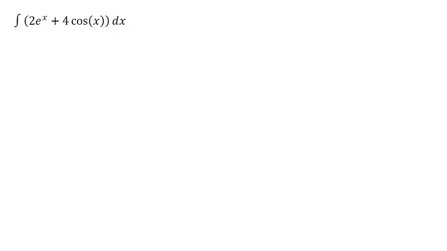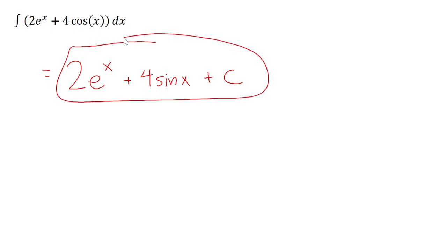Here's another fairly straightforward one, just a couple of known integrals. So 2e to the x should just integrate to be 2e to the x. And then cosine integrates to be sine, so 4 cosine should just be 4 sine x. And then, of course, plus our constant.